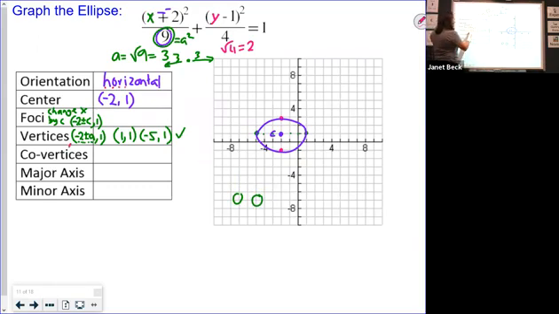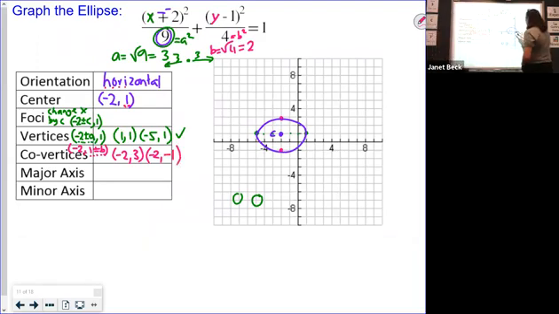So I had -2 and my y was 1. I'm going to add and subtract b to it. How big is b? B squared is this, so my b is the square root of it. I'm adding and subtracting 2 to the y coordinate of the center. So it's going to be -2, 1 plus 2 is 3, and -2, and 1 minus 2 is -1. So I should be able to check those points on my graph.